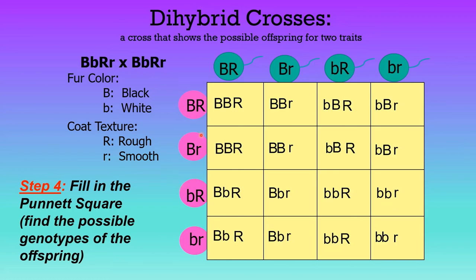So here we go, we get the r from the mother. So here big r there, and all big r's across the row. Here a small r there, and all small r's across the row. This one here is a big r there, and all big r's there, and small r there, and all small r's across the row. So these are all the possible genotypes of the offspring.